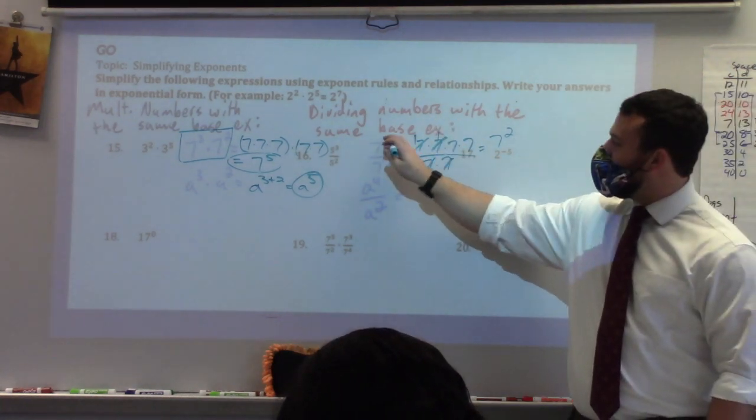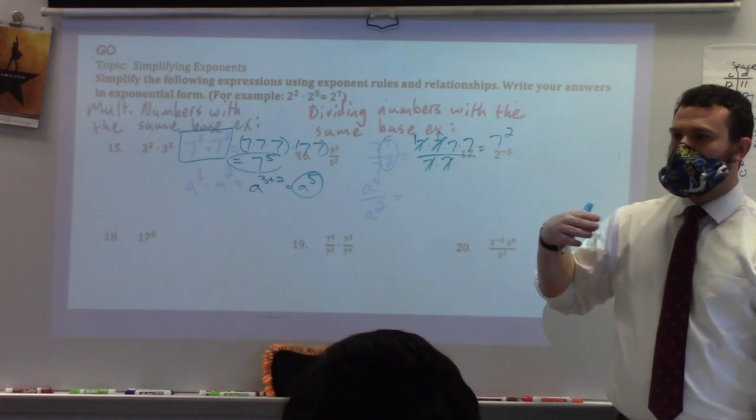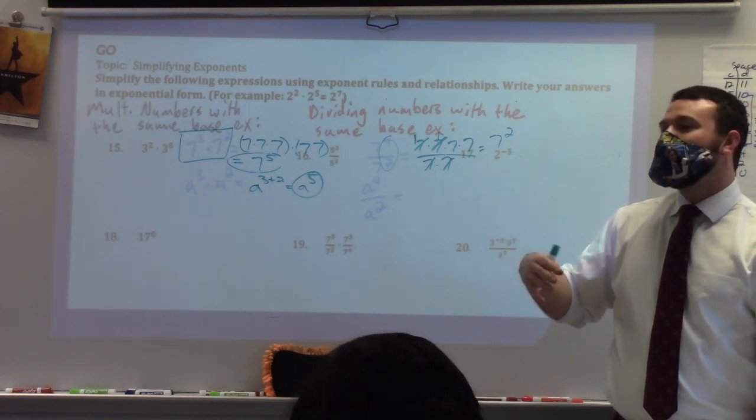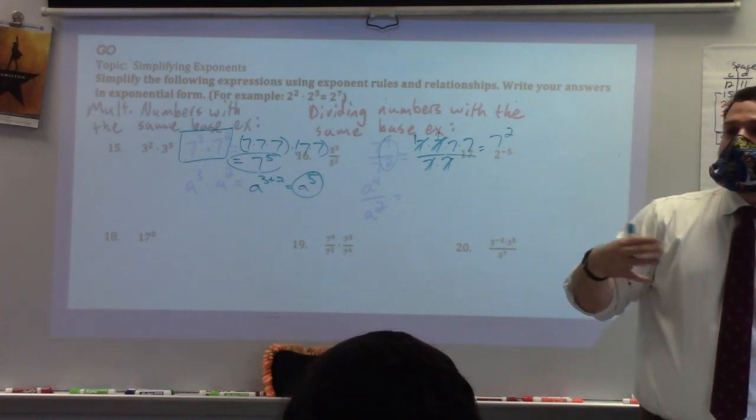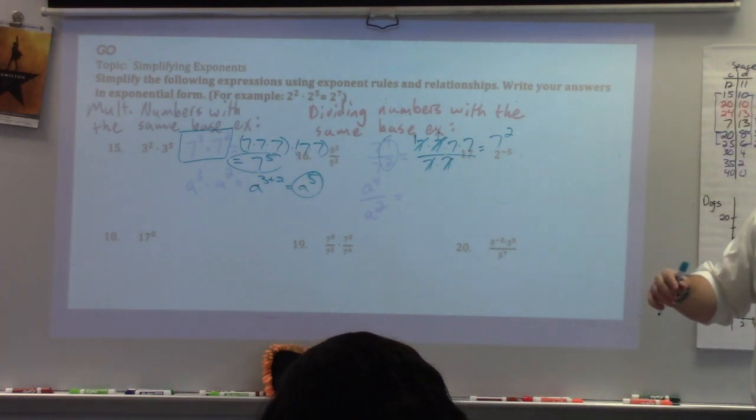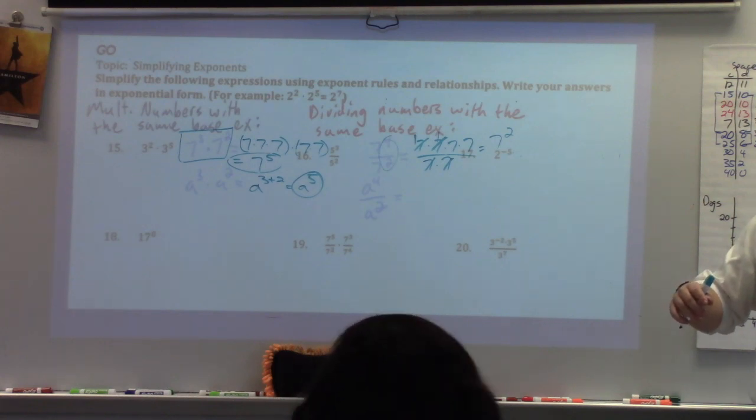And so the really important idea here is, if we're dividing numbers with the same base, what do we do with their exponents? Subtract their exponents. So if you aren't aware of this and don't remember this rule, I would probably write this down.